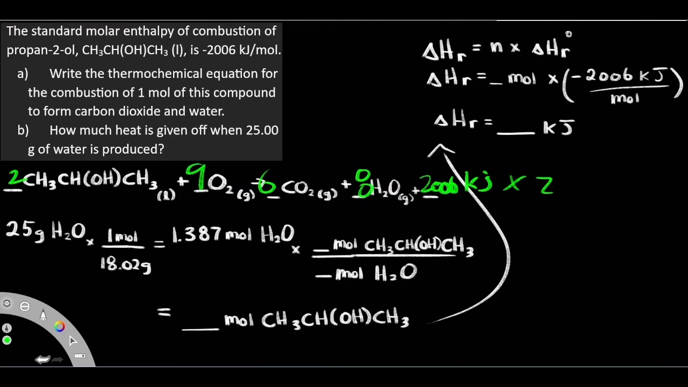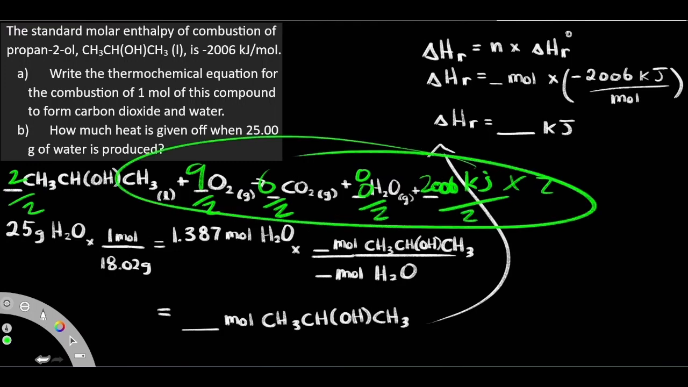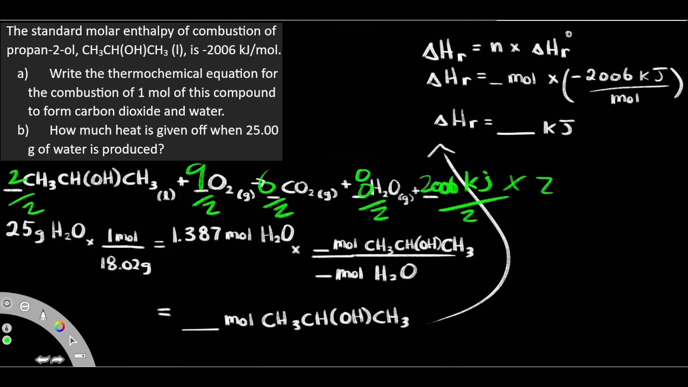Well, also in that same question, it says of 1 mole of this compound, so then we actually have to backtrack again. Instead of using 2 moles, we have to divide by 2, so everything else has to divide by 2 as well, even this one here. So this here is our thermochem equation. Next, how much heat is given off when 25 grams of water is produced?